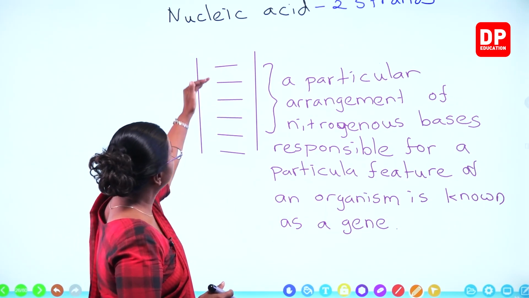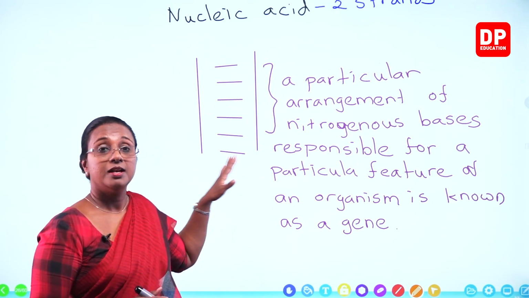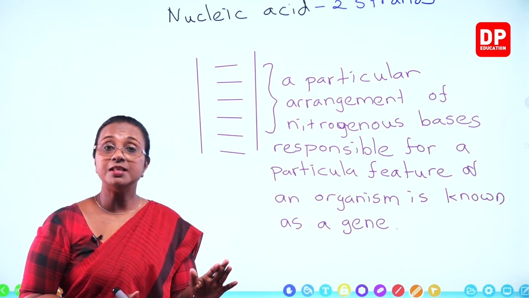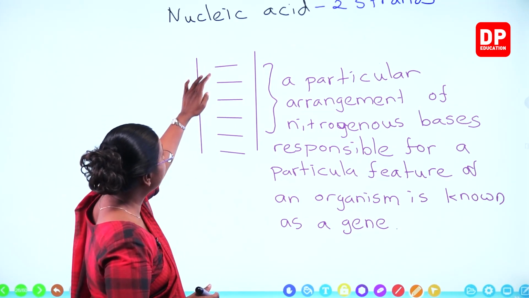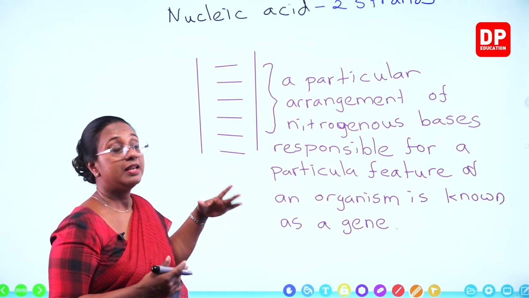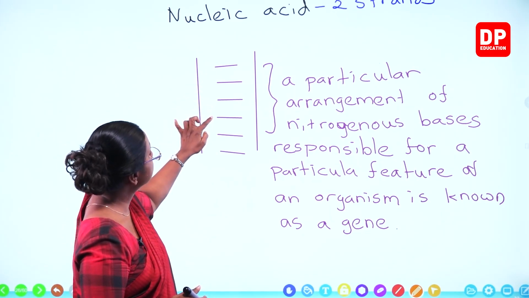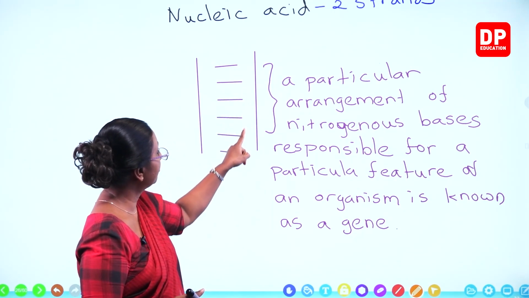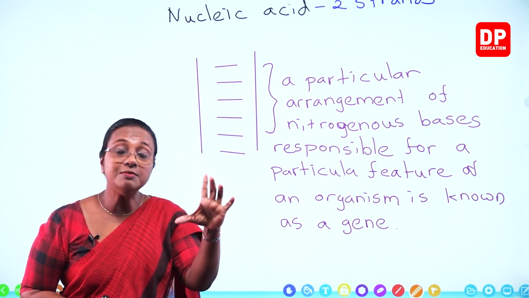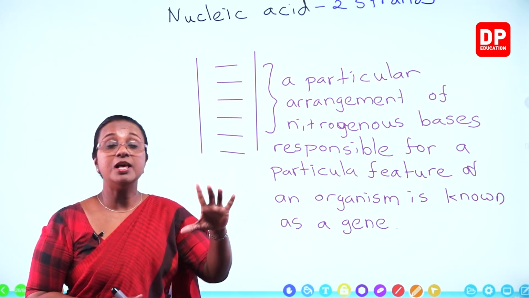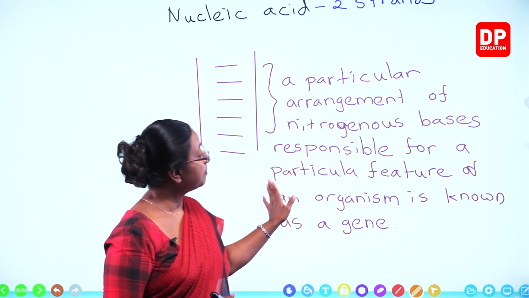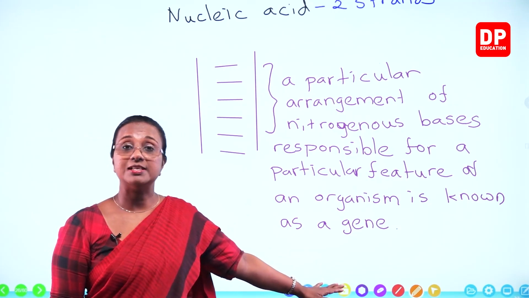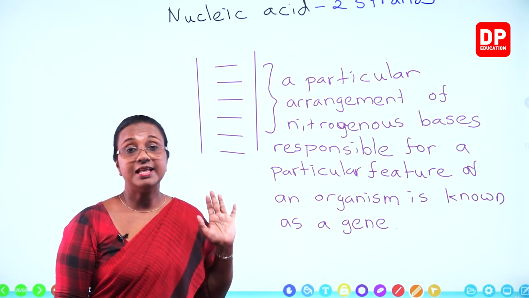So, in this, you will have a certain order. Now, you all know adenine combines with thymine. Cytosine combines with guanine. So, like that, there will be a certain pattern. Let's say adenine, adenine, adenine, cytosine, cytosine. Then on this side, there will be thymine, thymine, thymine, guanine, guanine. That particular segment or part of the DNA molecule that is responsible for a particular feature of an organism is what we call a gene. Is that clear to you all?